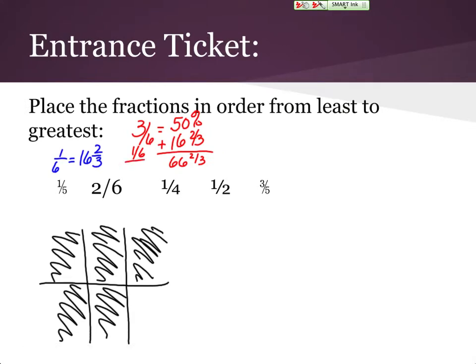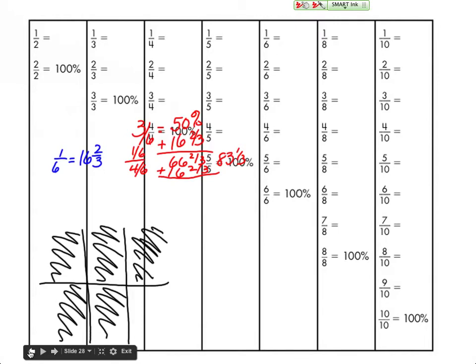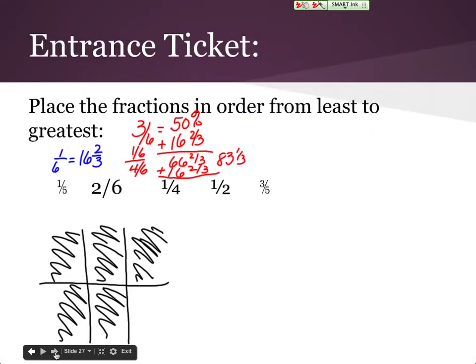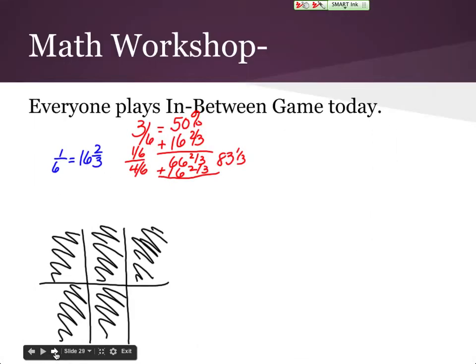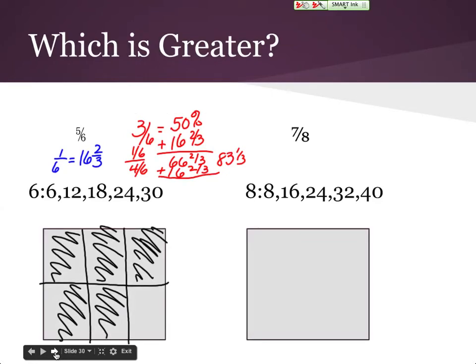That would be 4/6. And then add another 16 and 2/3, which would give us 83 and 1/3. So that would equal 83 and 1/3, which is 5/6. Can you move forward on the slide again? Keep going. There we go. So that would be 83 and 1/3%.